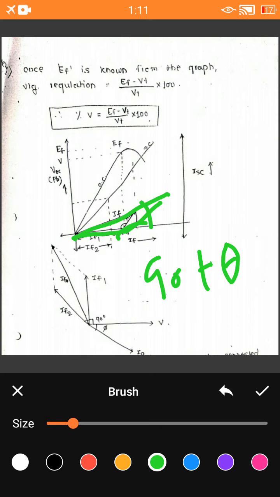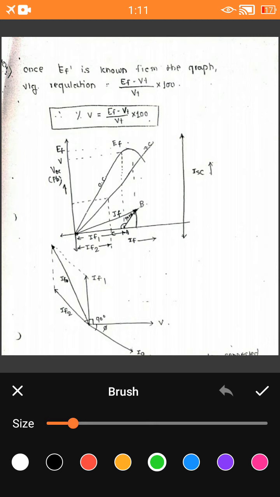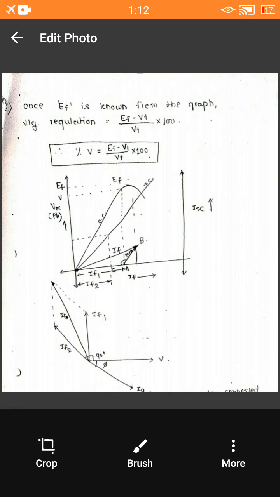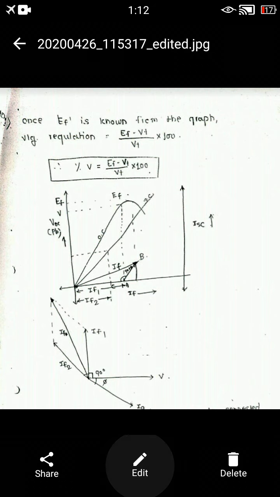So it will give you the value of EF, and this value of EF is slightly greater than V. If you know the value of V and we know the value of EF, then it will be easy to calculate the voltage regulation of an alternator by the MMF method.